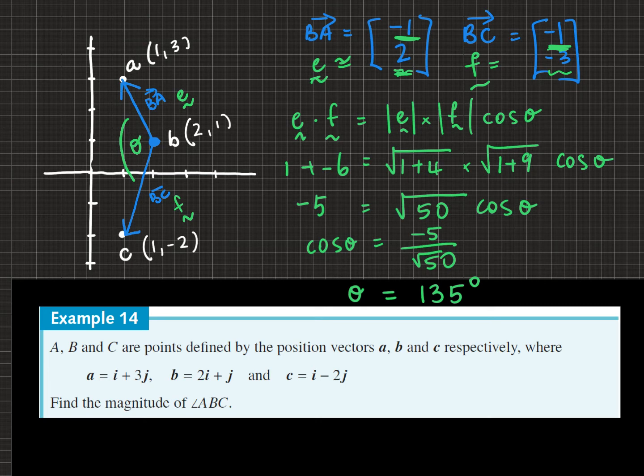So what are we making sure of? We're making sure that our vectors both start together at that point, and that will give us the angle in between.